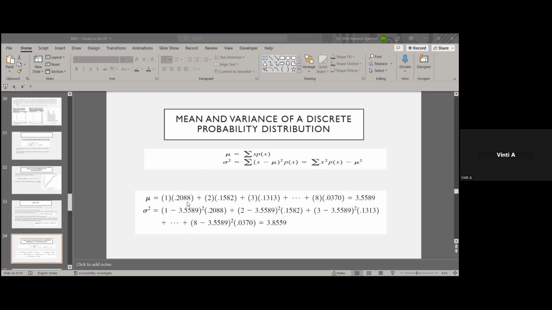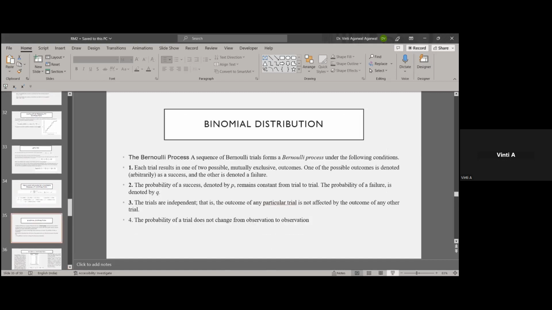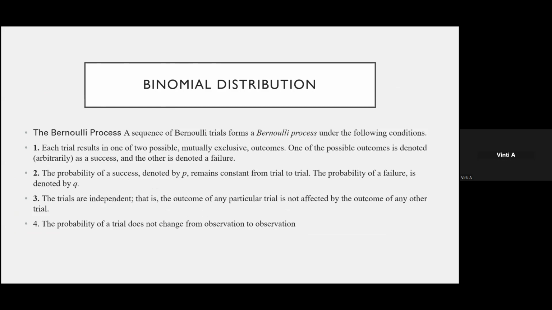So you see 1 into 0.2088, 2 into 0.15823, 3 into 0.1313, and so on, because I had variables. So this is my average. Then I take each value minus the average, square it, and multiply it by the respective probability, and I get my variance. If I take the square root of this, I will get the standard deviation. I am not doing the calculations because I don't want you to do them; I am just explaining the concept. Everybody good with this till now?